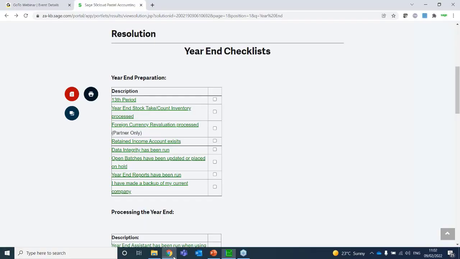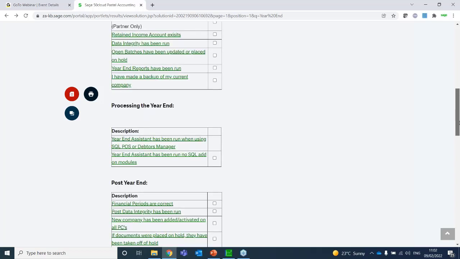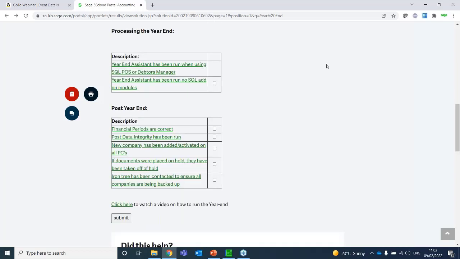Otherwise, guys, I think that is pretty much the main advice I have for you. Oh, one more thing. Just in case you guys do need to run your year end before I start with my year end webinars, which is running the year end and common year end errors. Guys, if you are running SQL for point of sale or debtors manager, there is a right way and a wrong way to run the year end.